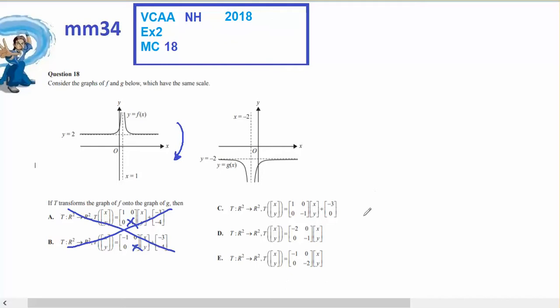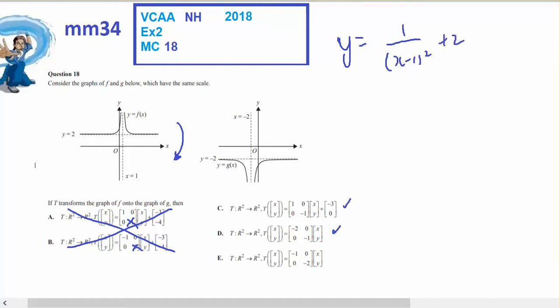I'm going to consider a couple of things. I think that D and C are possibilities and E can't be. So I'll look at E first. If I said that this was y equals 1 on top of x minus 1 squared plus 2.